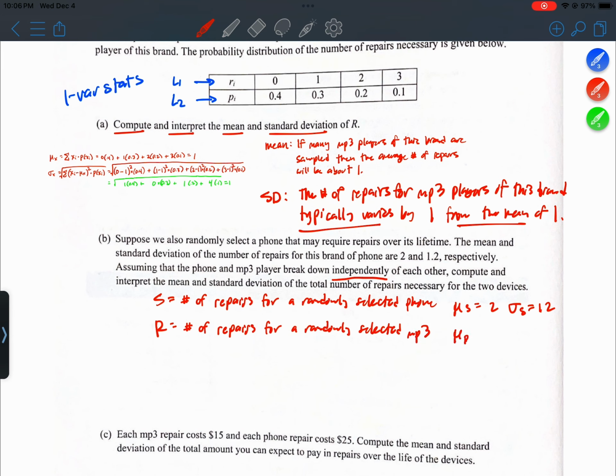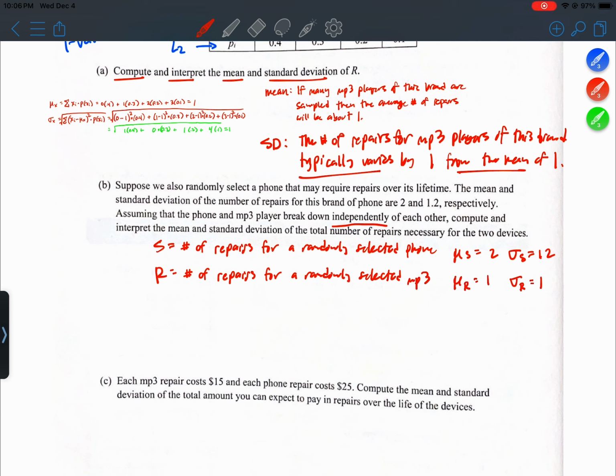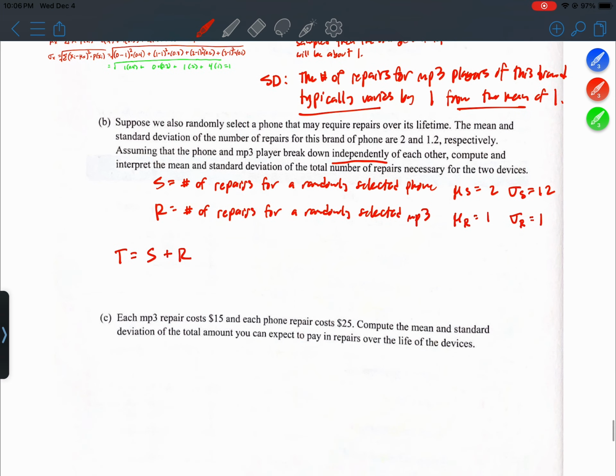And the mean of R is 1, and the standard deviation of R is also 1. Okay, but the question is asking about the total, right? So the total number of repairs is going to be S plus R. S being the repairs needed for the phone, R being the repairs needed for the MP3 player. Now, when you add 2 variables, as you would expect, the mean is just the sum of the old means. So it's the mean of S plus the mean of R, or 2 plus 1, which gives us 3.